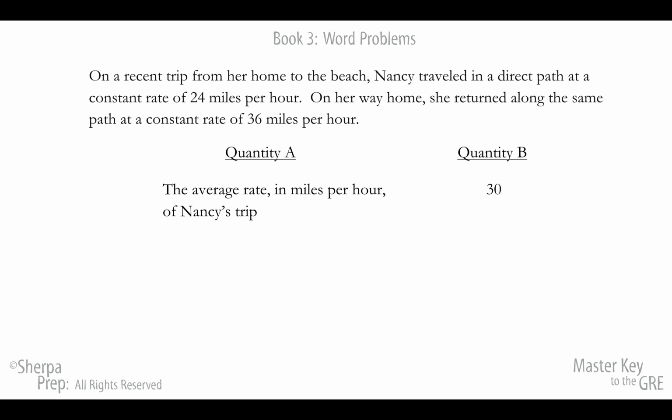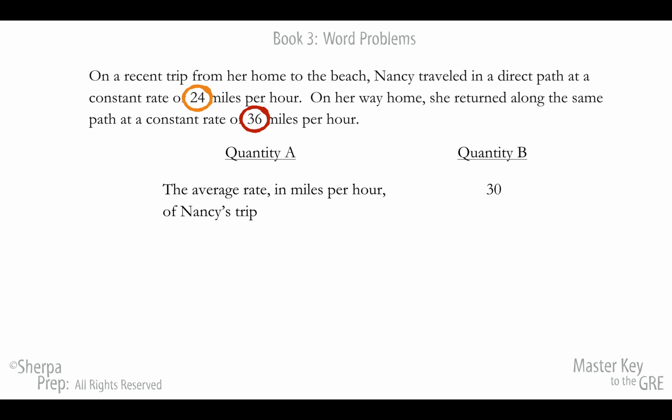If you are like a lot of test takers, you're going to assume that the correct answer here is C. And I understand why you'd make that assumption. Look, 24 miles an hour going there, 36 miles an hour coming back. It's the same distance both ways. Well, logically, her average rate should be the average of her two rates, right? And 24 plus 36 add to 60, and 60 divided by 2 is 30. That should be the proof that the two quantities are equivalent. Unfortunately, though, that thinking is completely wrong.